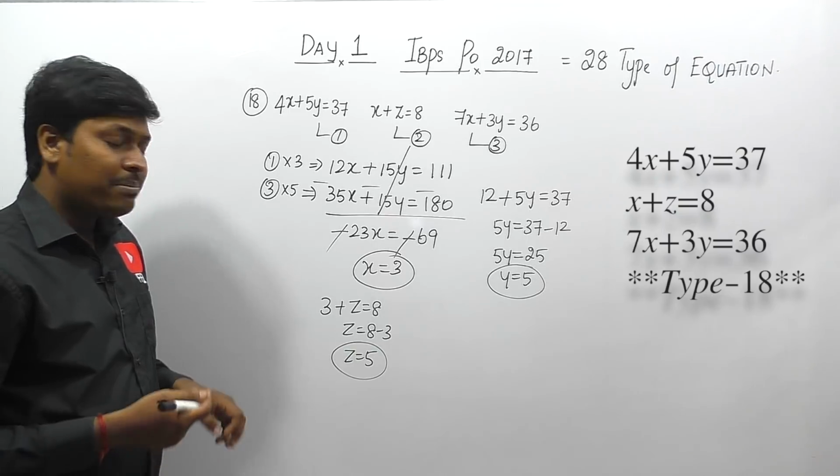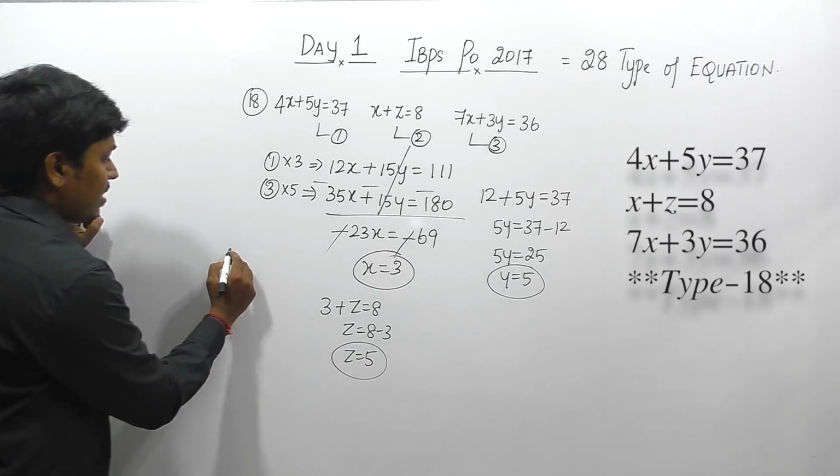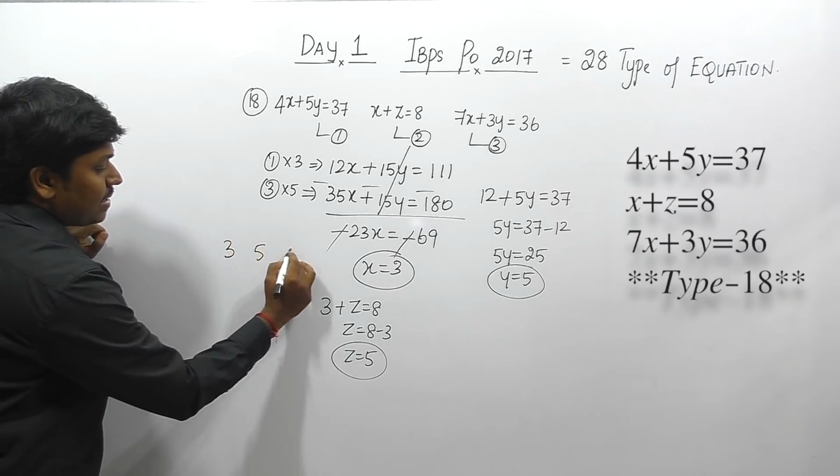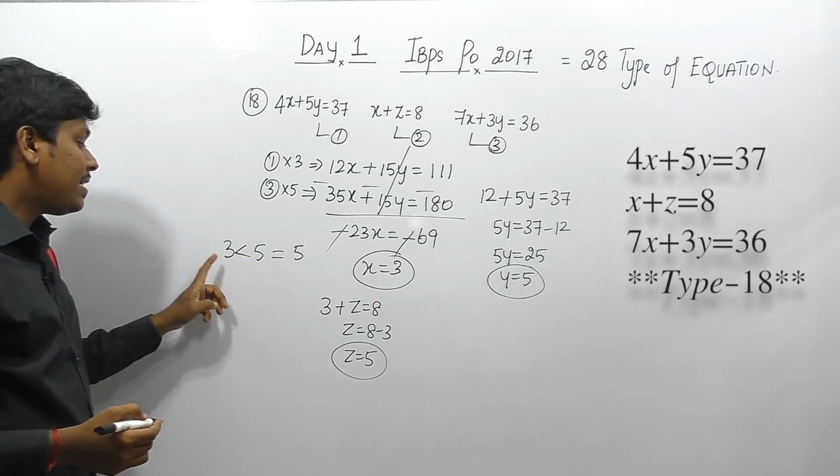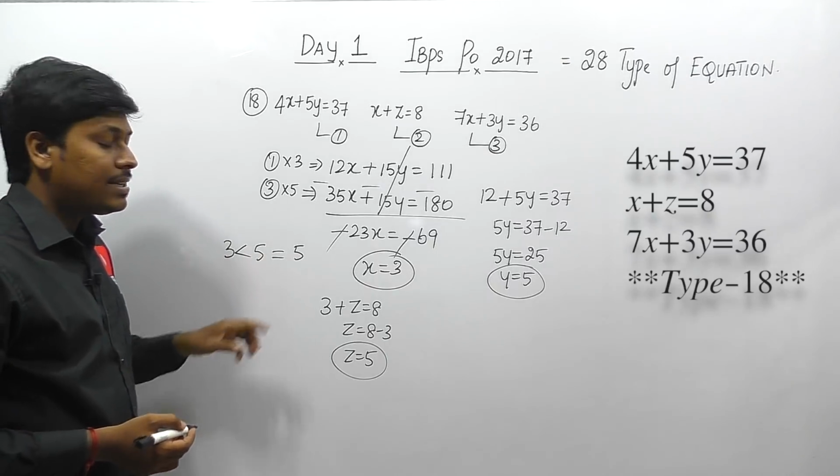So if you need to compare and say the answer, the easiest way is x value is 3, y value is 5, z value is 5. Both the values are equal and it is greater than. So finally we can say that x is less than y, and y and z are equal.